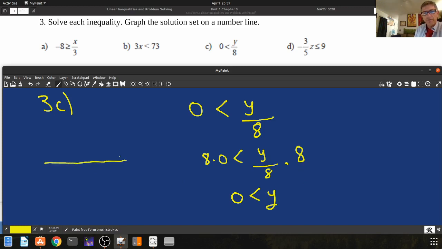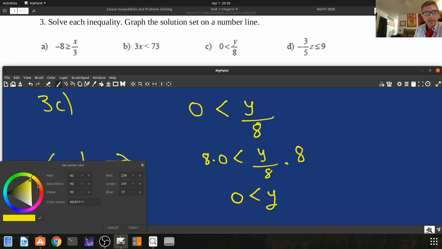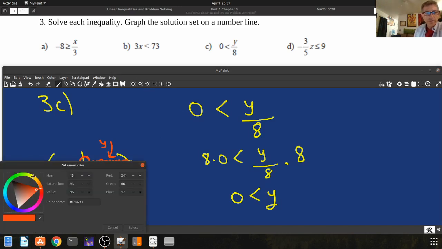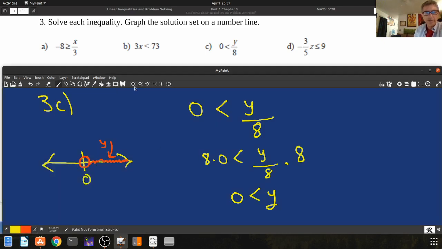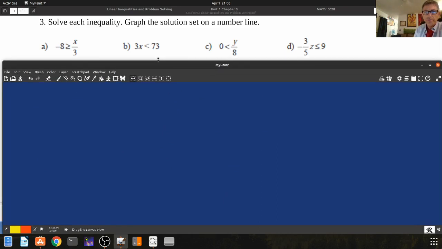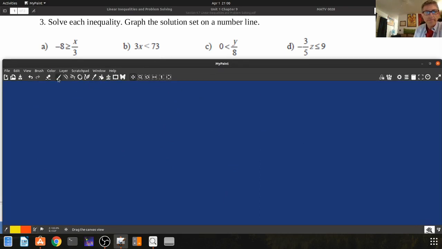So to graph it, put a 0 right there and indicate that values of y do not include 0 itself, but values greater than 0. Okay. And one last one on problem 3. Let us do it. So I'm going to do 3D.